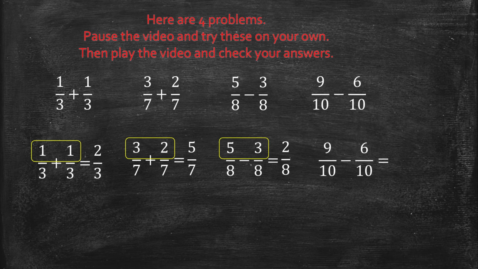Here we have 9/10 minus 6/10, or take away 6/10 from 9/10. Just another way to word it. So 9 minus 6 gives us 3/10.